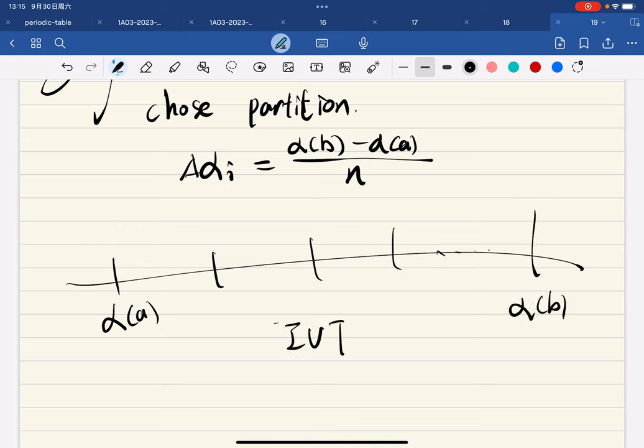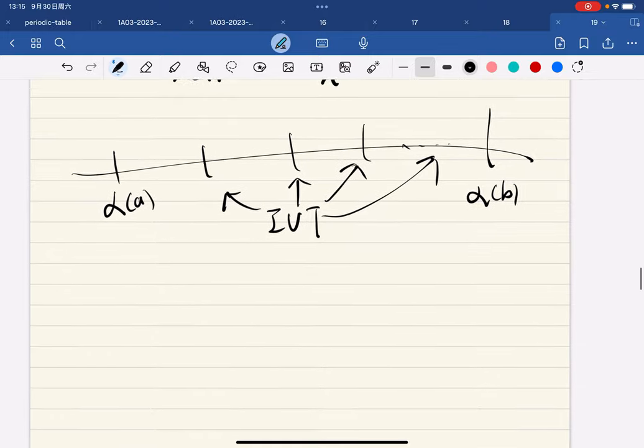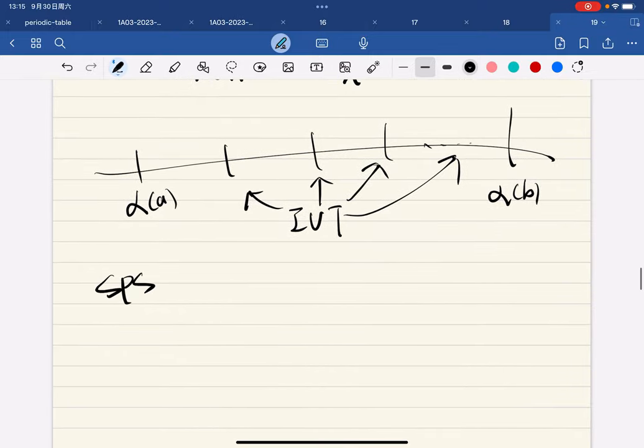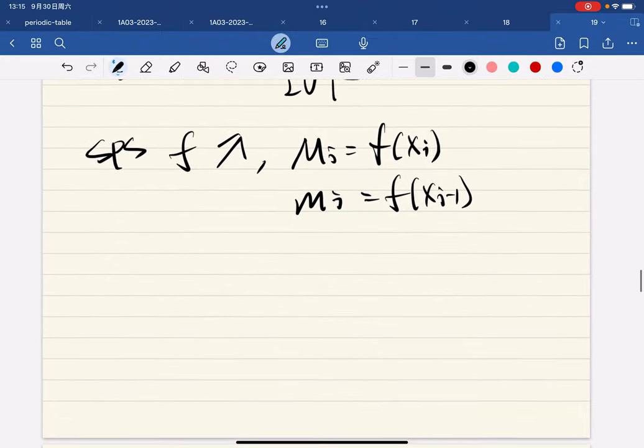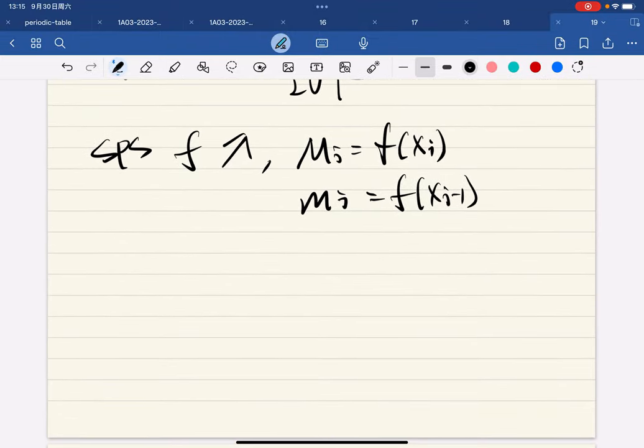Intermediate value theorem, right? They're all possible by the intermediate value theorem. And we just suppose that f is increasing. Then we let m_i, and it's evidently equal to f(x_i). And M_i is equal to, right? Well, this is trivial.